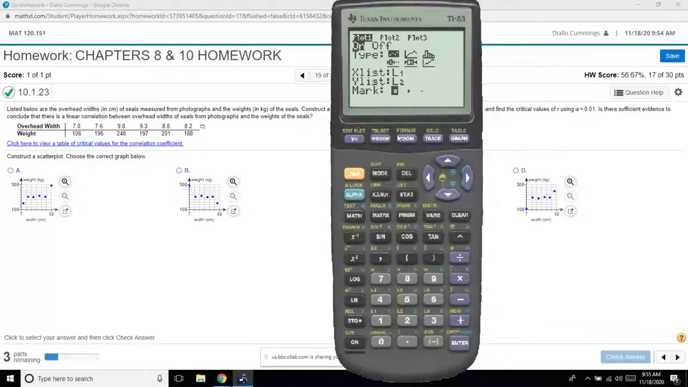Next, in order to produce the graph, I'm going to go into Zoom. I'm going to scroll down to Stat, which is Zoom 9, and I'm going to hit enter. All right, so this is our stat plot.